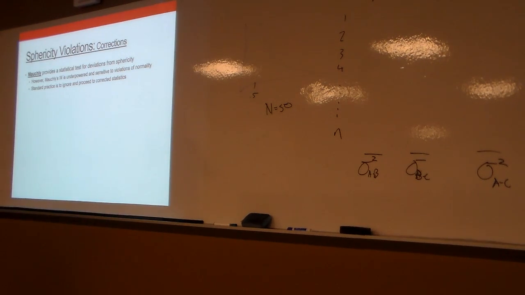Well, fortunately, we have some corrections to help bring this back into line. Mauchly provides a test looking at deviations from sphericity. We'll see this on your ANOVA output. The problem is Mauchly's test is underpowered. It's typically not a very strong test. And if my test is underpowered, what are the implications if my test of sphericity is underpowered?